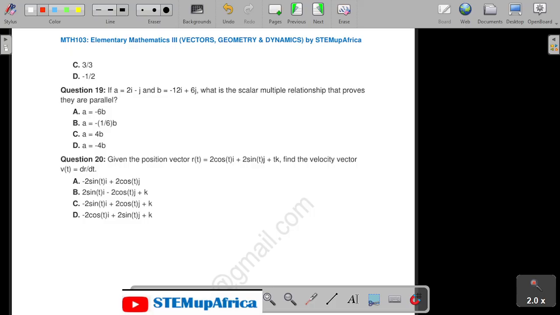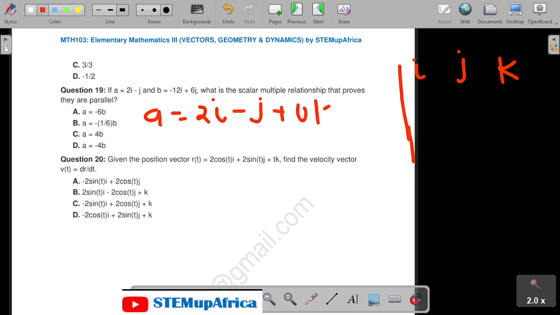Remember, for 2 by 2 we have I, J. Then we can also include K. That means my A could be 2I minus J plus or minus 0K. It will have no effect; the sign will have no effect. And that means here will be 2, minus 1. Here is not 0.